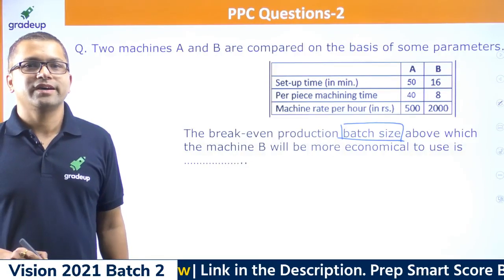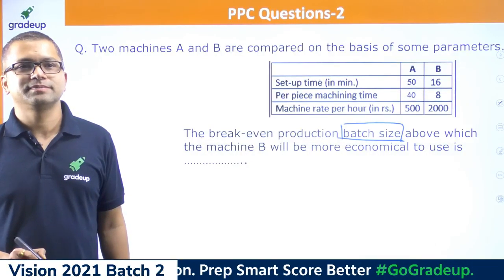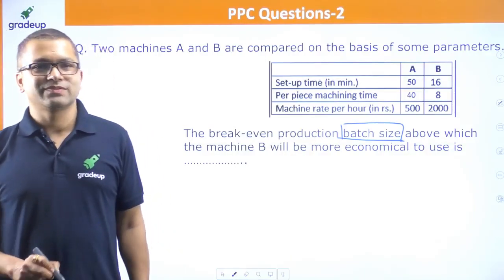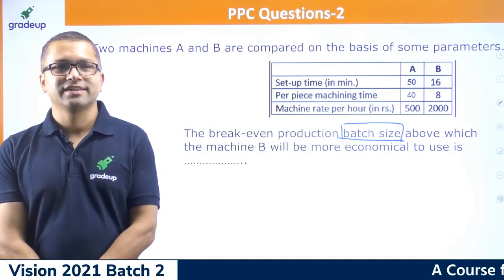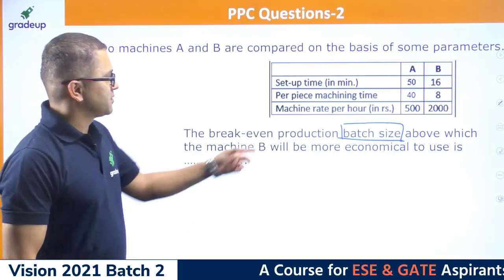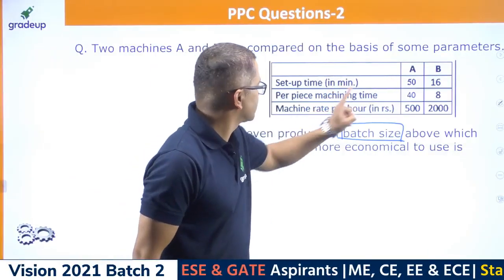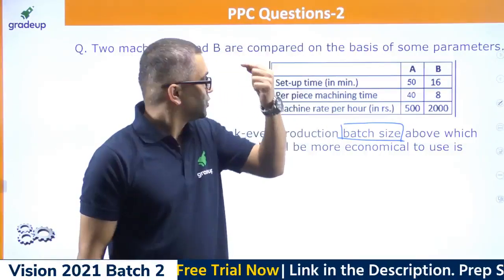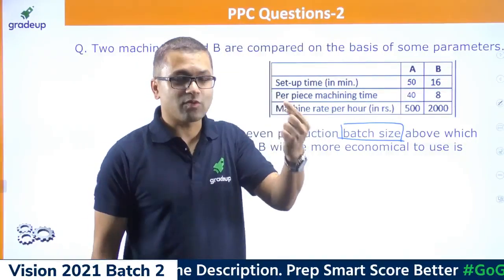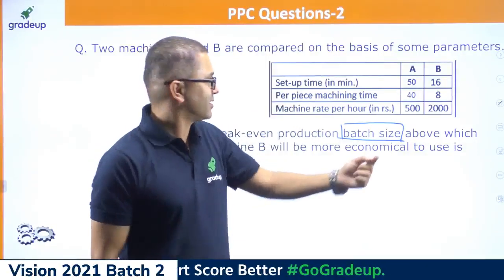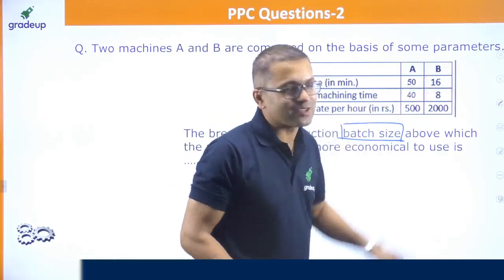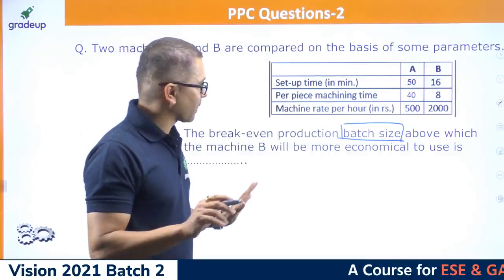So you have 4 more minutes, because I had given you 5 minutes. Let's wait. And setup time, obviously, is time because it's given in minutes. Per piece machining time, that is the machining time required for 1 piece, is nothing but 40 in case of A, and 8 in case of B.